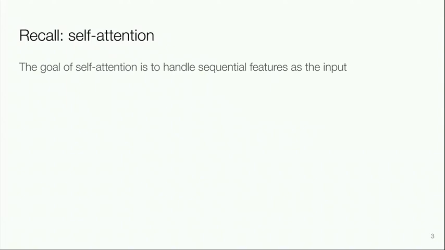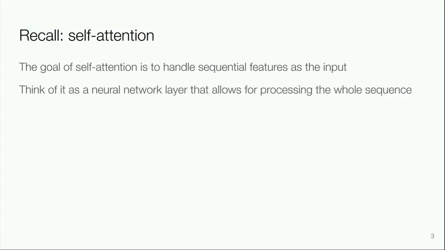And the goal of self-attention is to be able to handle these types of sequential features as the input. So we get sequences in, and the self-attention layer produces another sequence. Sequence in, sequence out. Basically, it becomes this layer that we can put in our neural network that allows for processing the whole sequence all at one time. That's pretty much the motivation behind self-attention: really efficient and effective processing of sequences.